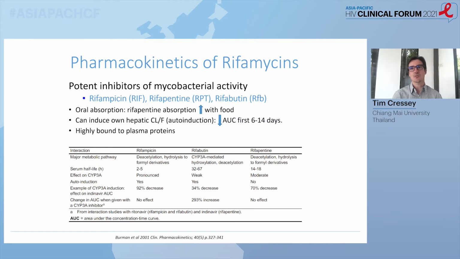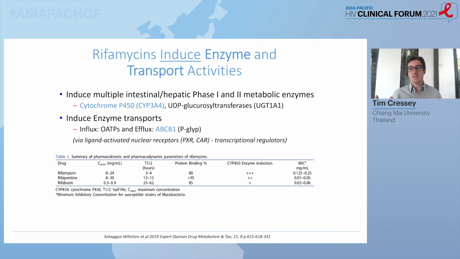But it's not that we're really concerned about. What we're really concerned about with the rifamycins is their effect on enzymes and drug transporters. As I said, they're very good at inhibiting the bacterial activity, but the downside is that they really induce enzyme activities and transport activities, specifically the hepatic phase 1 and phase 2 metabolic enzymes, such as cytochrome P450s and the UGT enzymes. In addition to the enzymes, they also induce drug transporters, either influx or efflux transporters, which can also have a significant impact on the availability of drug in the systemic circulation.